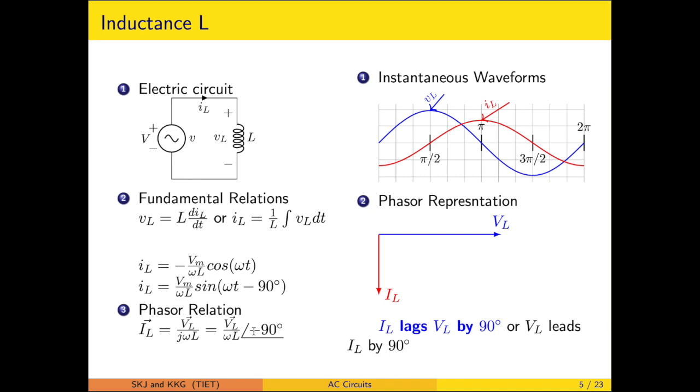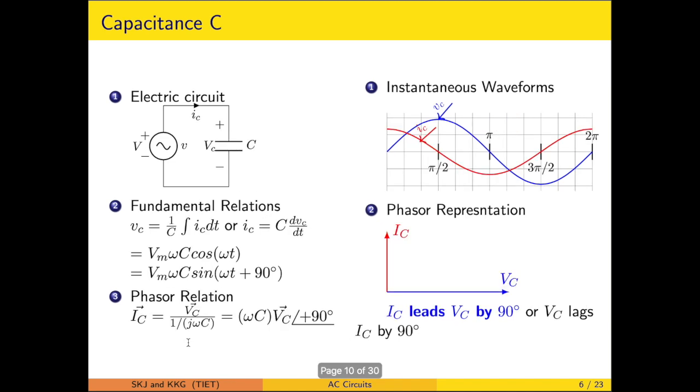This 90 degree relationship has been covered with the help of the j operator previously. This will also be revisited as a summary. Now with the capacitance, the fundamental relationship is known to us. That is IC is equal to C dVc by dt, or you can say Vc is equal to 1 upon C integral of I dt. So here the voltage is known, so the current will be calculated. This is the expression of the current.